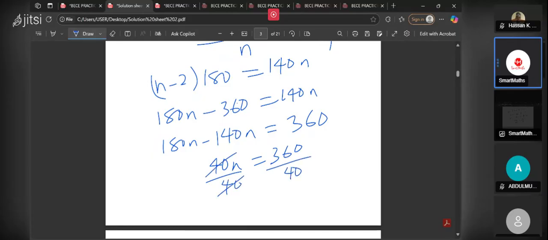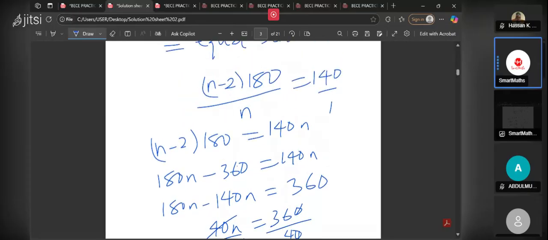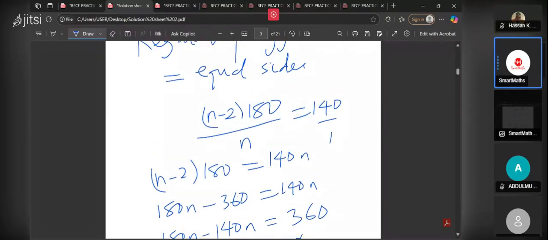All right. 40 cancel 40. 0 cancel 0. Then n equals 9, which means the polygon has 9 sides. Now let me explain again. The sum of interior angles of a polygon is (n minus 2) times 180. Now to get each angle, you divide it by the number of sides.